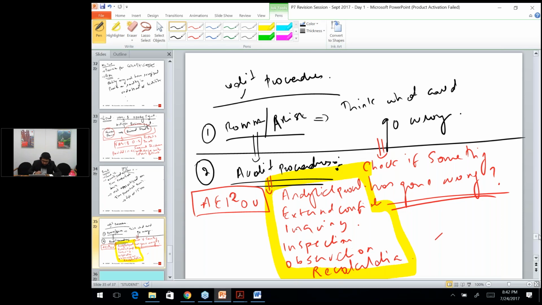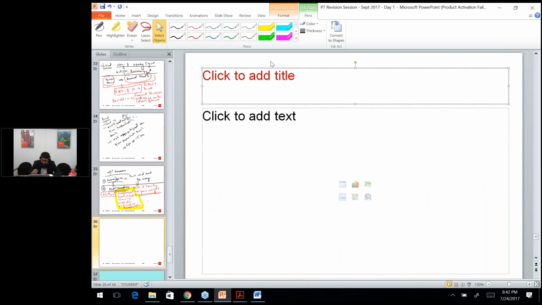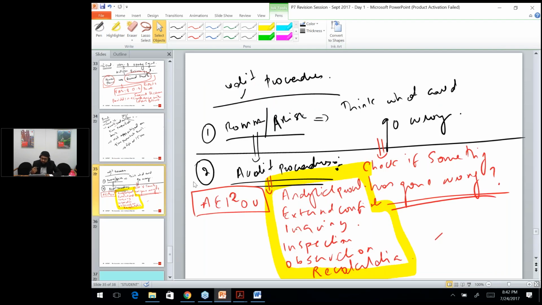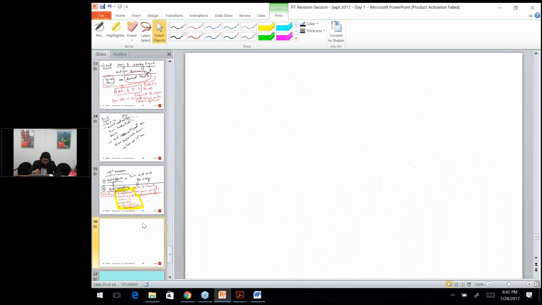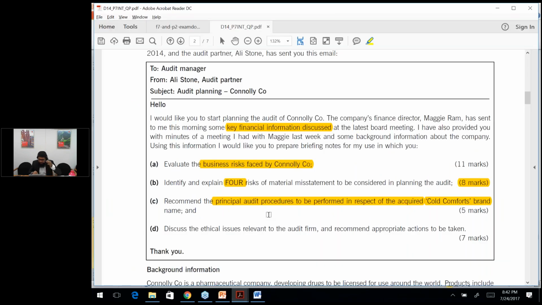Now, with this specific scenario, I would explain how we can develop the audit procedures. Remember, it's not a very difficult task to develop audit procedures. It's just that we think it's difficult. It's not difficult at all. The question's requirement is: recommend the principal audit procedures to be performed in respect of the acquired Cold Comfort's brand name.